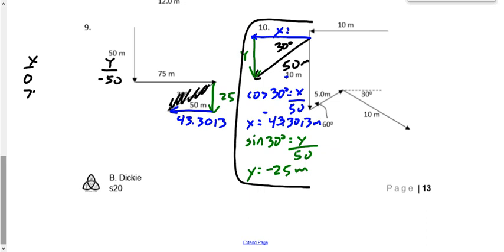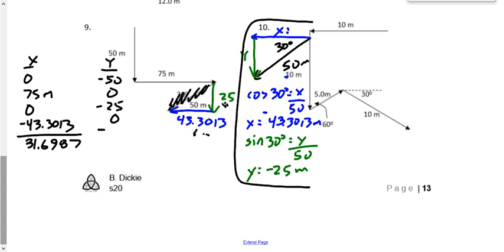The x component of the second one is 75. The y component is 0. 0 for the x component right here, negative 25 because it's downward. And the x component of this last one is negative 43.3013, and the y component of that last one is 0. We add these up. Use your calculator for this. 31.6987. And this adds up to give me, this one's easier, negative 75.